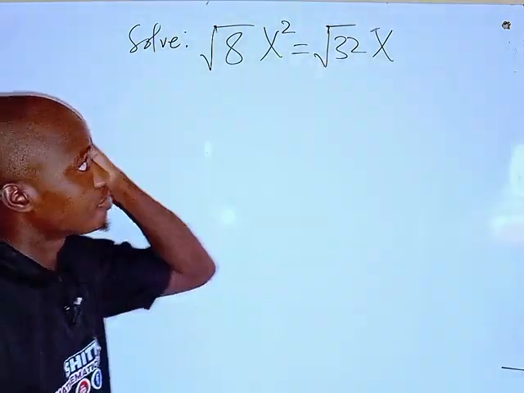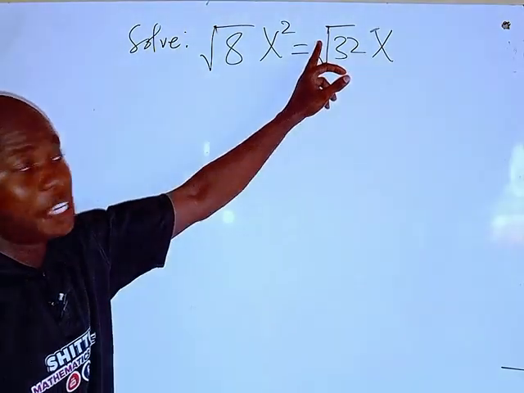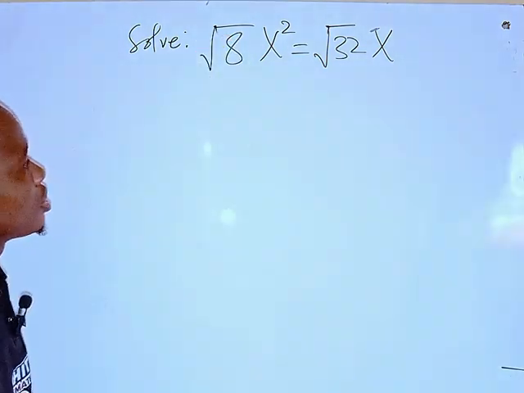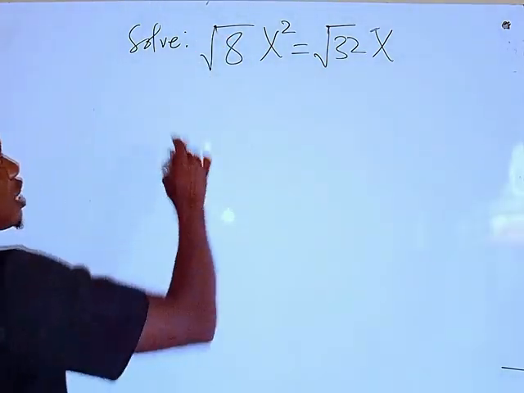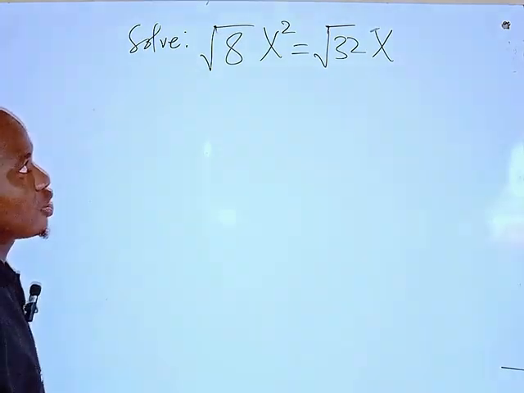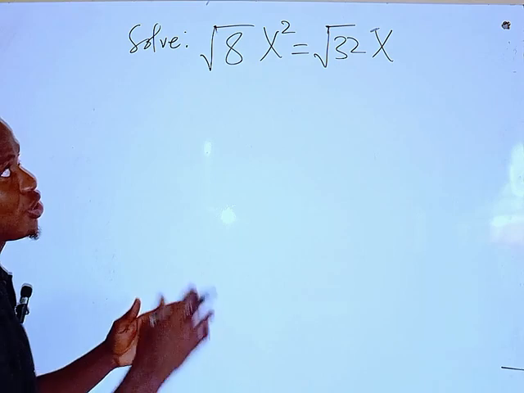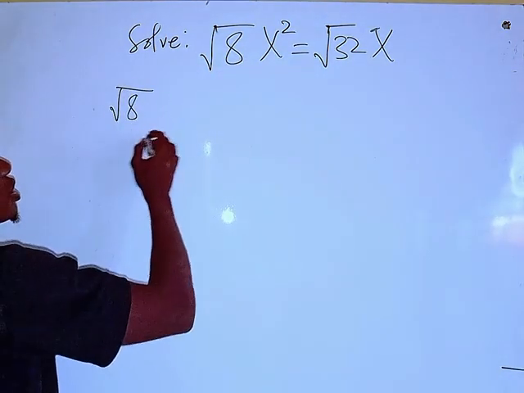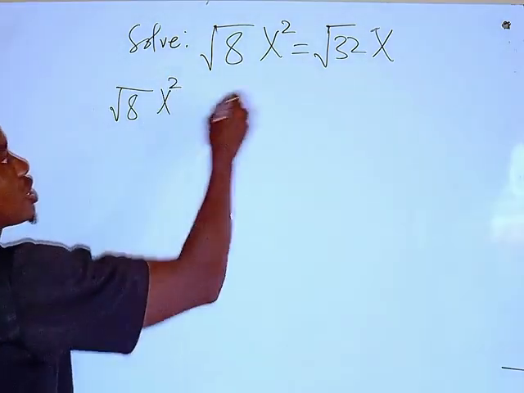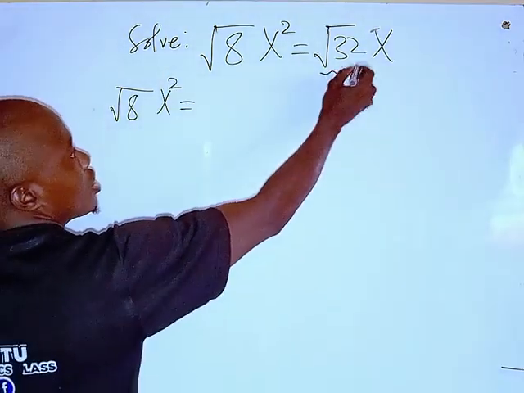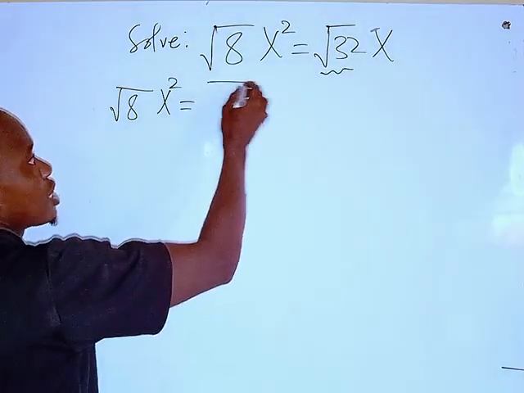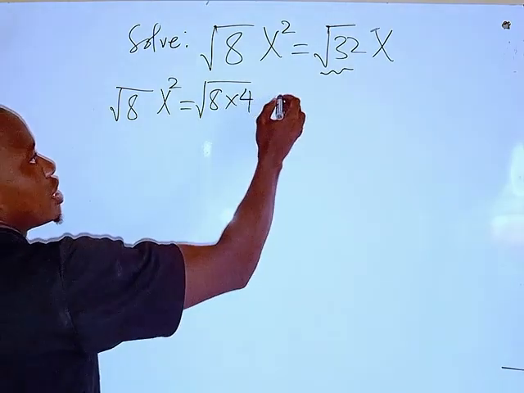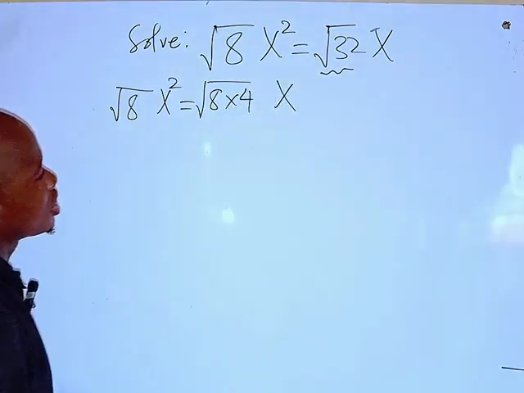So now from here, this x can be at the back and this x squared can be at the back of root 8. So now, how are we going to do this? I'm going to reduce, because it looks ambiguous. So we have root 8 x squared, and this root 32, I can split as 8 times 4. Then I have the x.